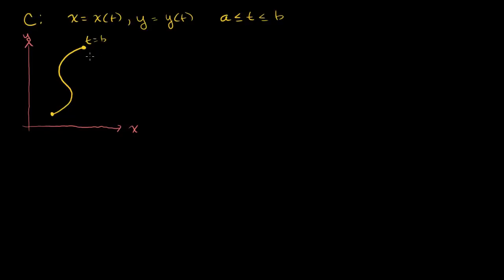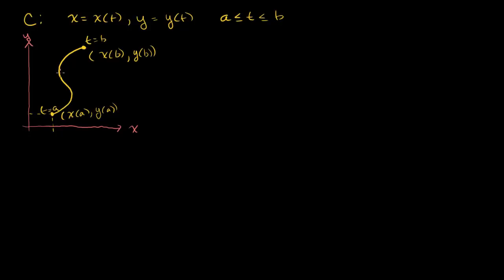This actual point right here will be x of b. That would be the x coordinate. You evaluate this function at b, and y of b. And this is, of course, when t is equal to a. The actual coordinate in R2 on the Cartesian coordinates will be x of a, which is this right here, and then y of a, which is that right there. And we've seen that before. That's just a standard way of describing a parametric equation or curve using two parametric equations.